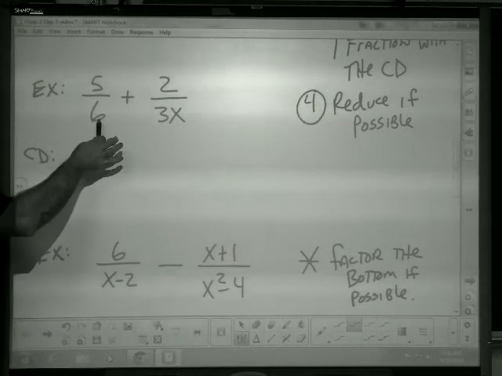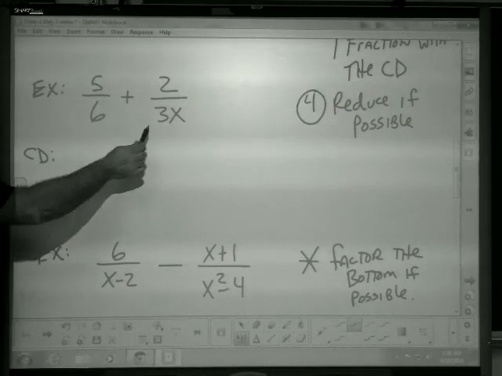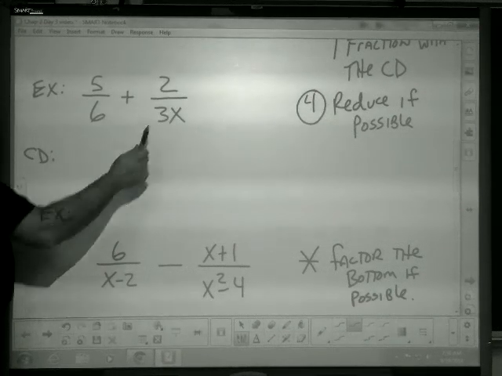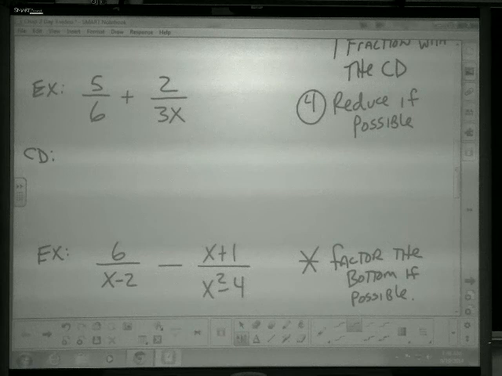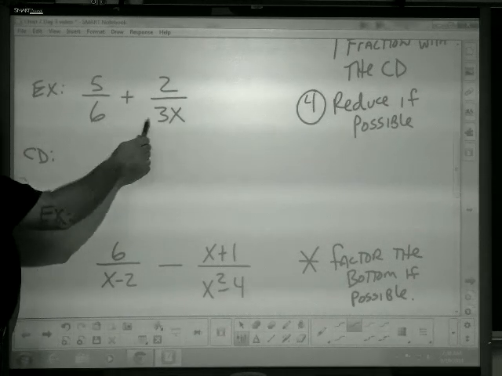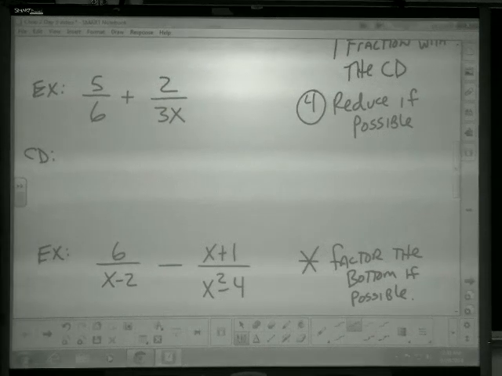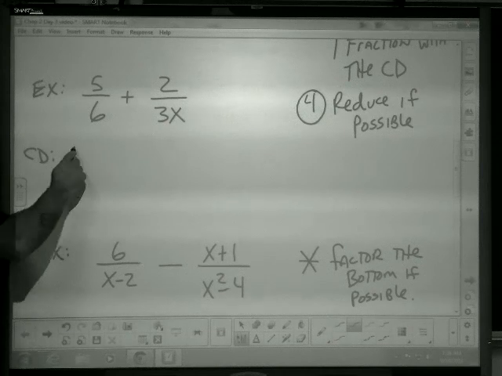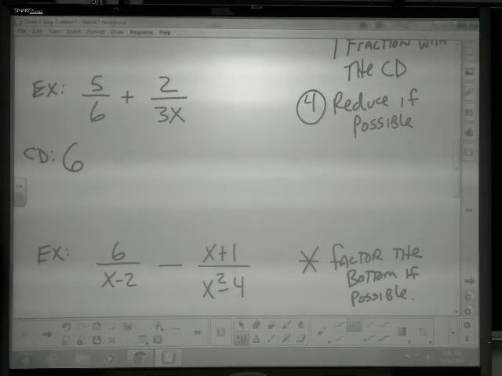Well, I see 6 and 3's. This is not a binomial because it's just one term. So it doesn't have to stay as like 3 plus x. It's not. It's just 3x. All right? So I look at the 3 and the 6 and I say, what's a number that they both can go into at least as big as 6? In this case, the answer is 6. They both go into 6.